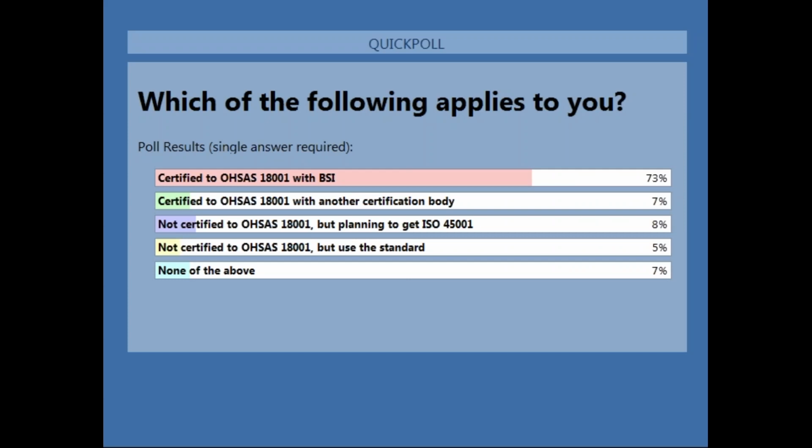73% of you said that you're certified to 18001 with BSI, which is great for us. 7% of you said that you're certified to 18001 with another certification body. 8% said that you're not certified to 18001 and planning to get ISO 45001. And 5% of you said that you're not certified to 18001, but you do currently use the standard. And 7% of you said none of the above. We do have hundreds of people on the line today, just to give you some context around the actual numbers, the percentages that you're seeing here. So I'm just going to close that and pass you back over to Zoe.